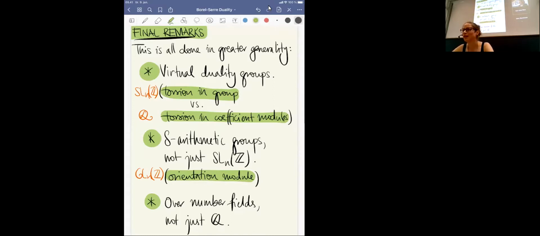It's Borel-Serre duality. If you don't have this torsion-free condition, every A-module is going to be a quasi-coherent sheaf over BG. But in order to apply duality, you need coherent modules, and that's why you need the torsion-free condition on the coefficients. So in order to get Borel-Serre duality, you need coherent modules. That's why you need this torsion-free condition.